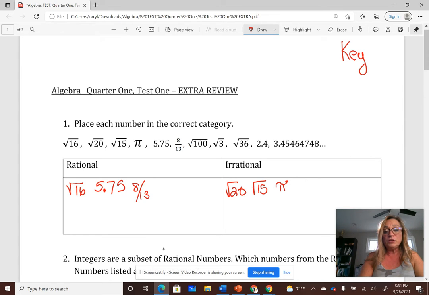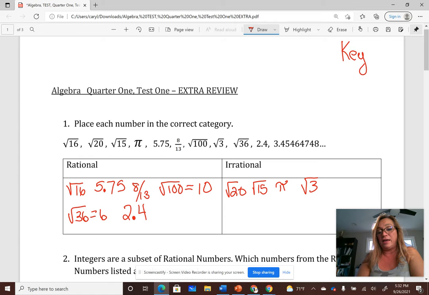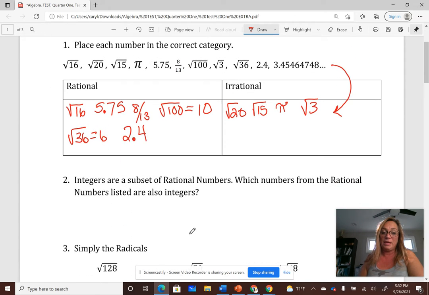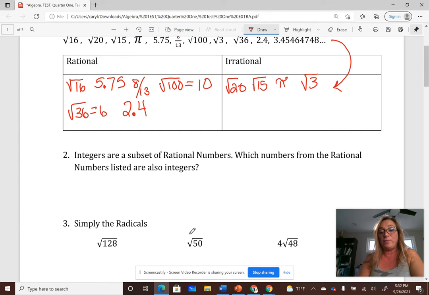Okay. The square root of 100 is rational because the square root of 100 is equal to 10. The square root of 3, irrational, non-terminating, non-repeating decimal. Square root of 36 is rational because that's 6. 2.4, terminating decimal. 3.45464748, that is going to be irrational. Now, I know there's a pattern, but a pattern does not mean the same thing as repeating, and that does not repeat.